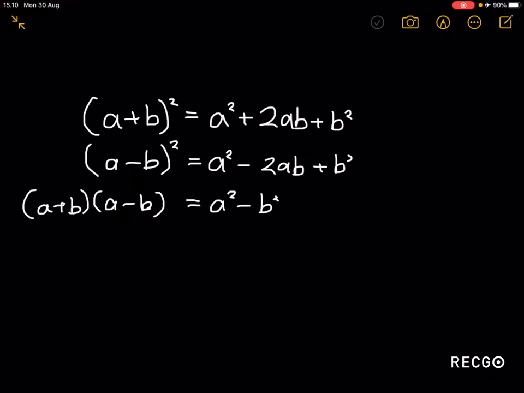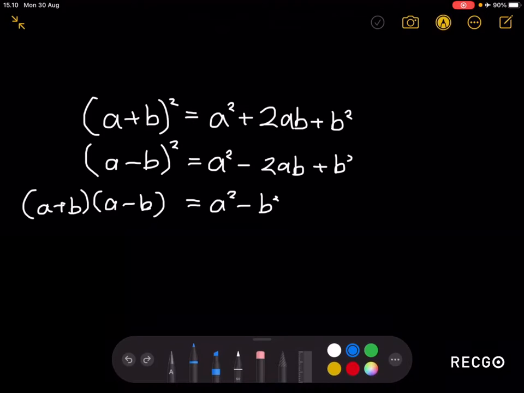In factorization, there are some formulas that you might need to remember because they will be very helpful. And here are three of them. The first one is (a + b) squared equals a squared plus 2ab plus b squared. And then the next one, we have (a - b) squared, in this case. So we have a squared minus 2ab plus b squared.